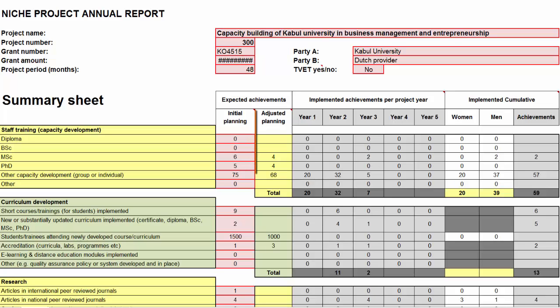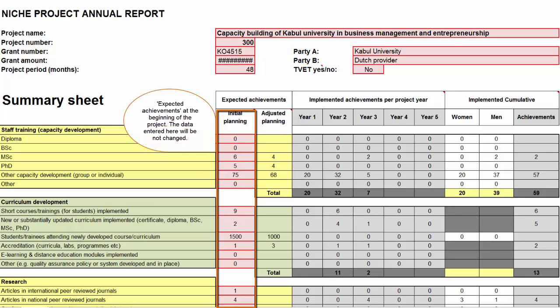The famous pink column is the list of the achievements that you plan at the start of the project together with your partner. These data are aggregated by NAFIC as the planned achievements at program level.